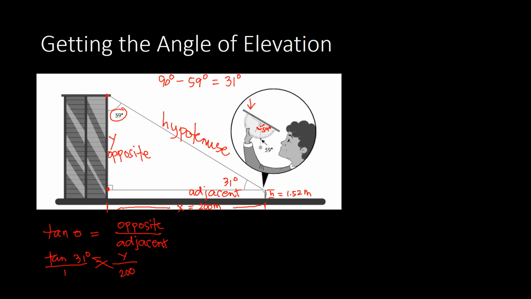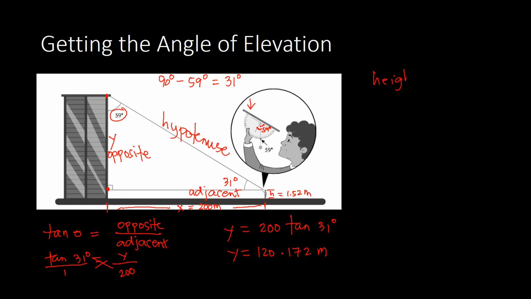This means that Y will be equal to 200 meters times the tangent of 31 degrees. Inputting this in a calculator, we have Y equal to 120.172 meters.